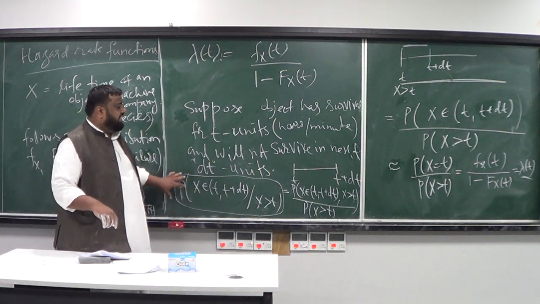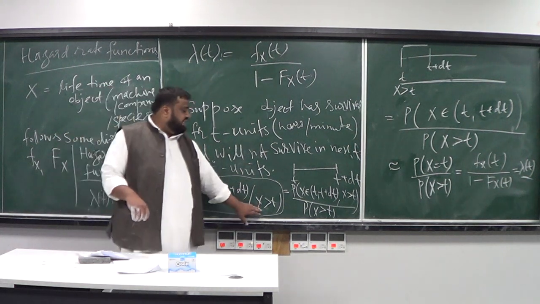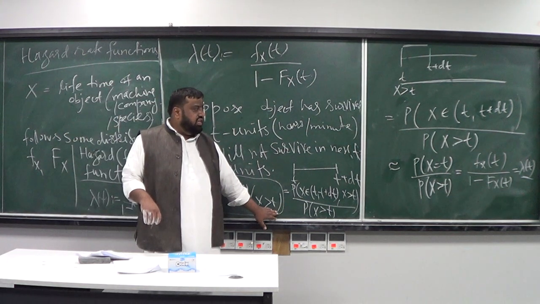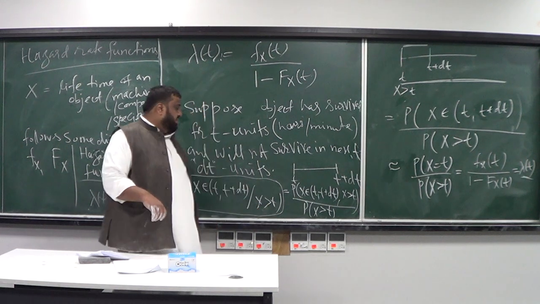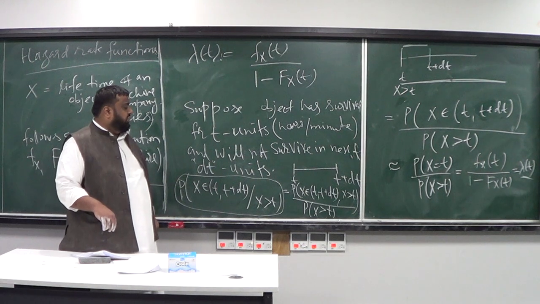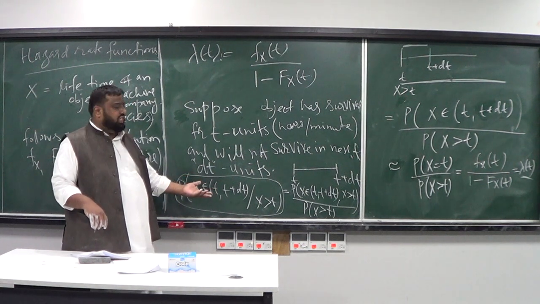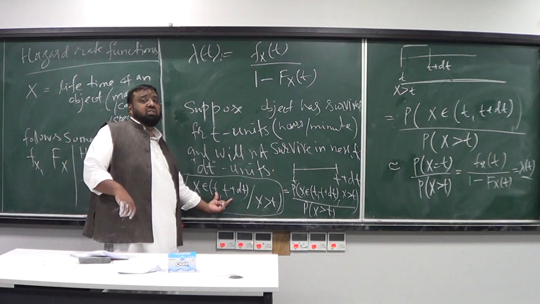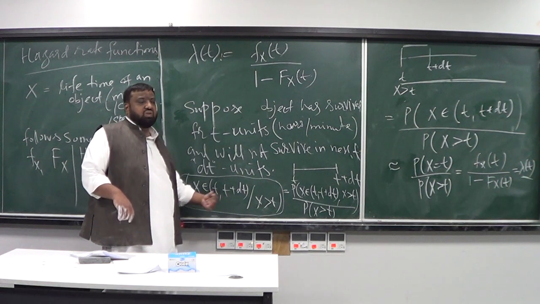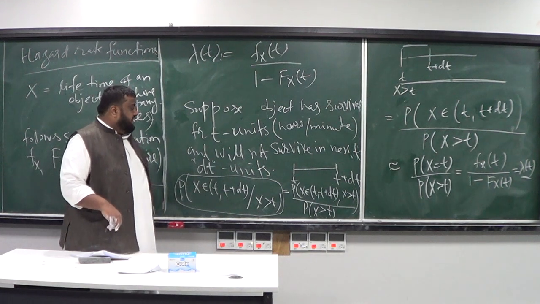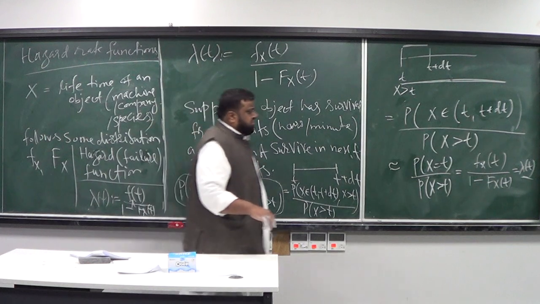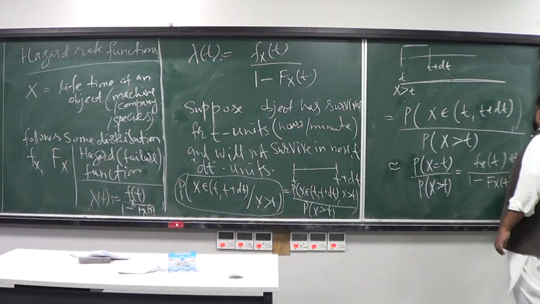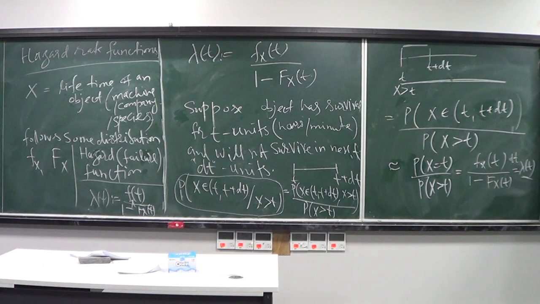So this is the interpretation. This probability represents the chances that x has survived t units, the life of the object is over time t, but it will die in the upcoming very small interval. So probably I should write something here: there must be a small dt here. So this is going to be lambda t dt. So roughly that is the interpretation of lambda t.